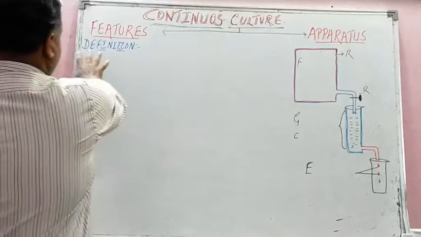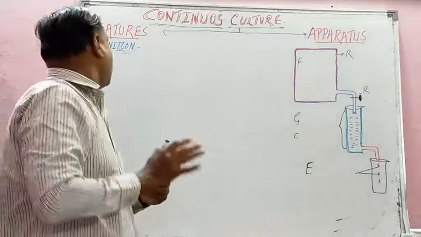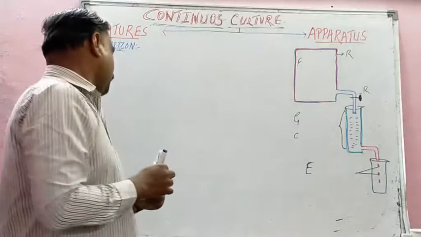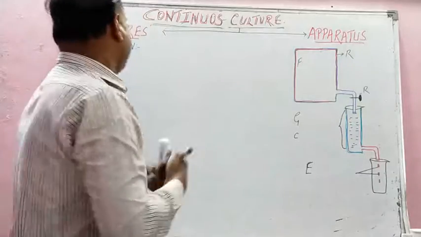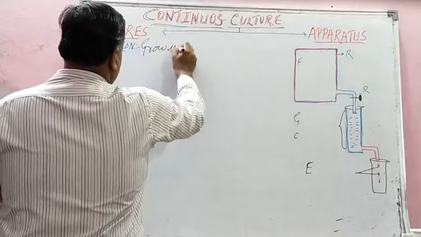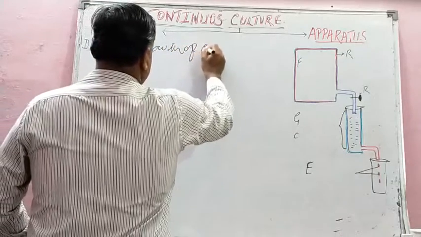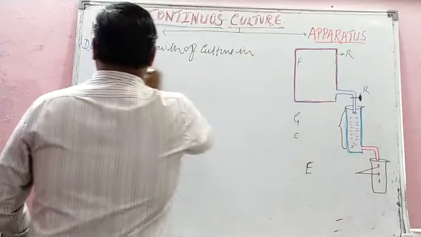So the first feature is the definition itself. First feature is what, student? Definition itself. How do we define continuous culture? It is the growth of the culture in an open system.